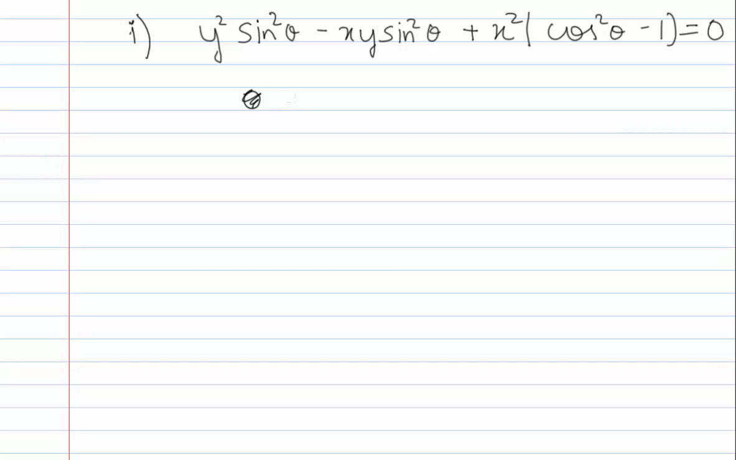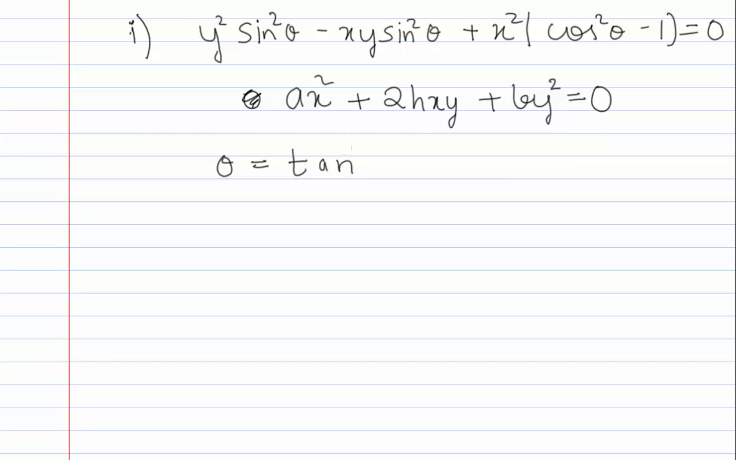First of all, I have to write the general equation, so it's going to be ax square plus 2hxy plus by square is equal to 0. Hopefully you are already familiar with this by now. And then we have the angle which is given by theta is equal to the inverse tangent of 2 square root of h square minus ab divided by a plus b. So our job is to figure out what a, b and h are, right? So let's do that.